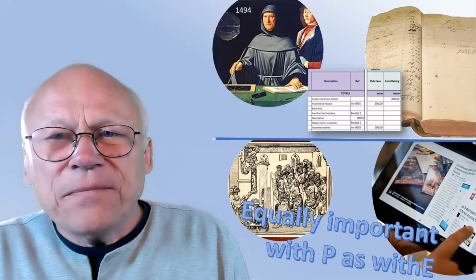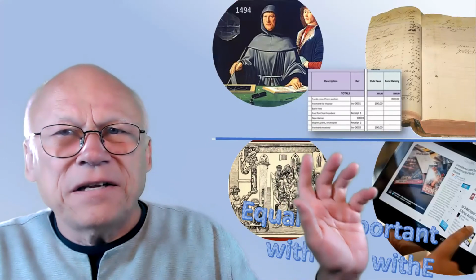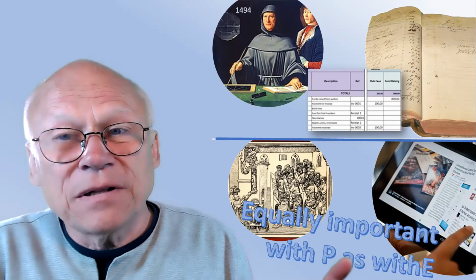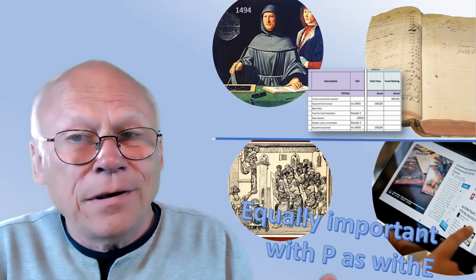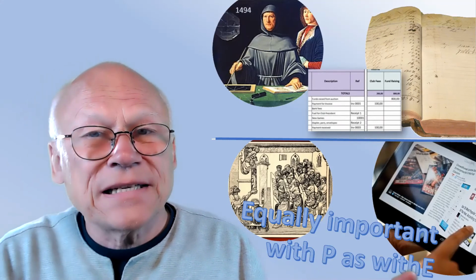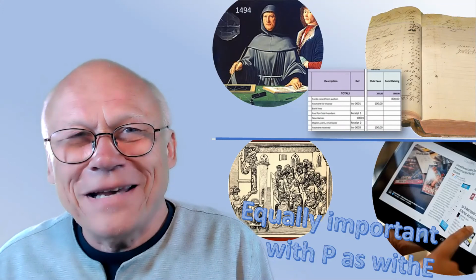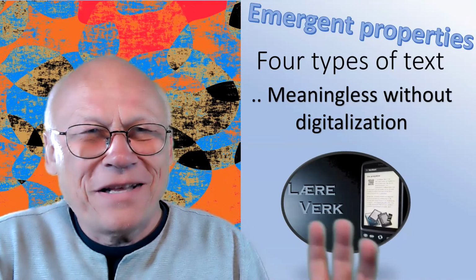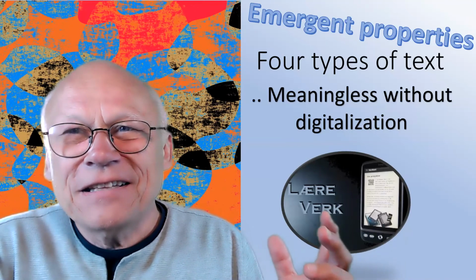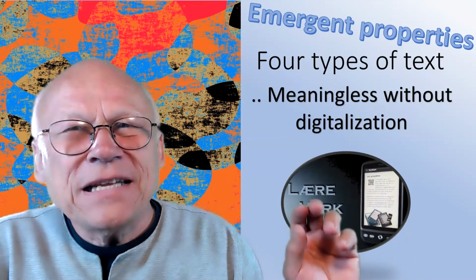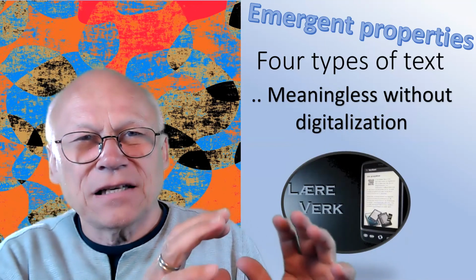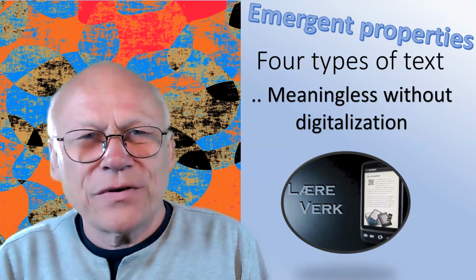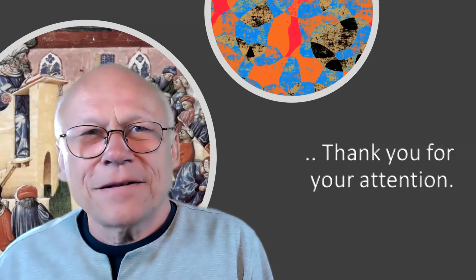So the criterion here is that double bookkeeping and these two pedagogical principles are equally important with paper as with electronics, e-learning. And that's the main distinction. So the emergent properties for the 4 types of text that we will deal with are meaningless, more or less, at least as a composite, without digital conditions. And that's what we are going to explore. Thank you for your attention.